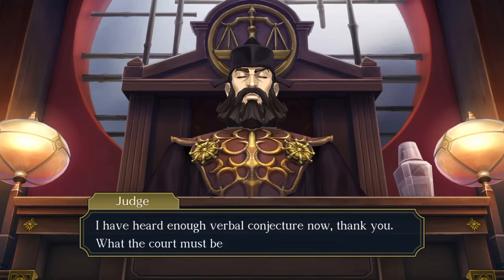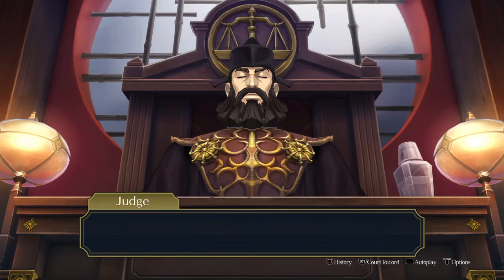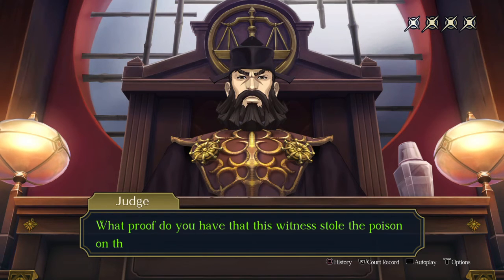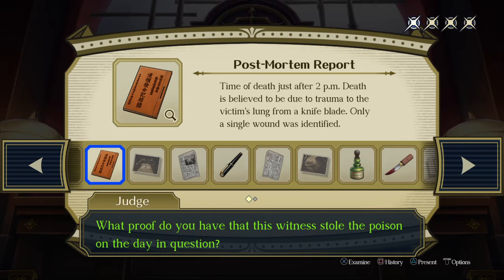I've heard enough verbal conjecture now, thanks. What the court must be shown is evidence. What proof do you have that this witness stole the poison on the day in question?